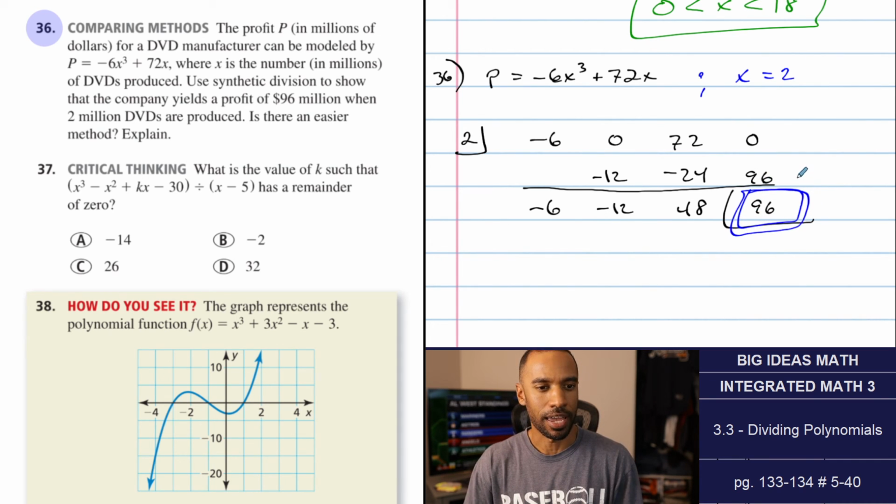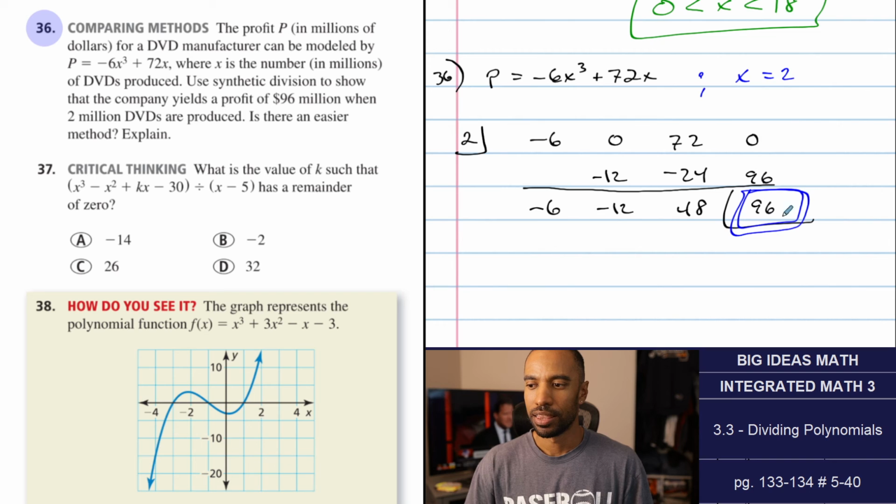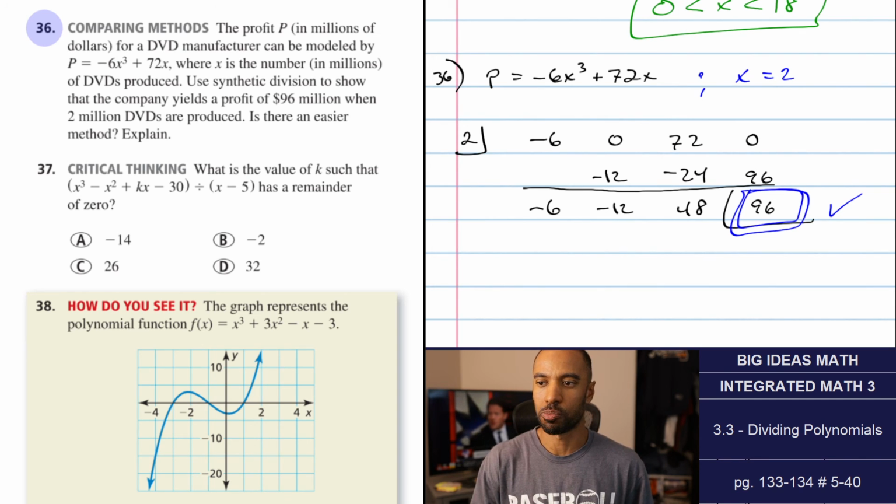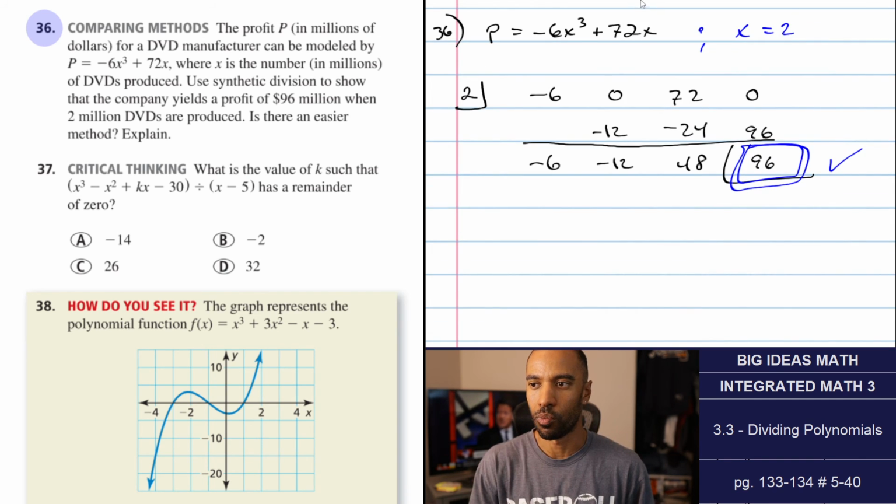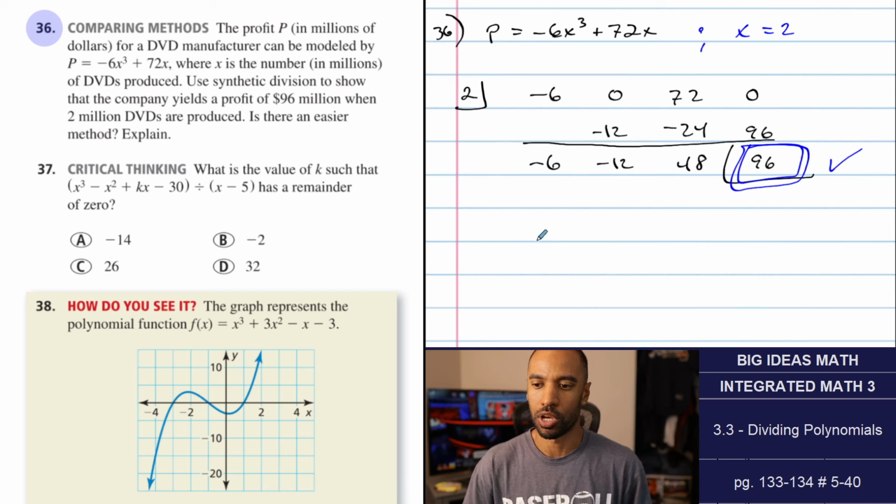That verifies it, that is the show, it checks out. And there we have it. They asked, is there an easier method? Explain. It depends on who you are and what you prefer here. We could have also substituted 2 for x.